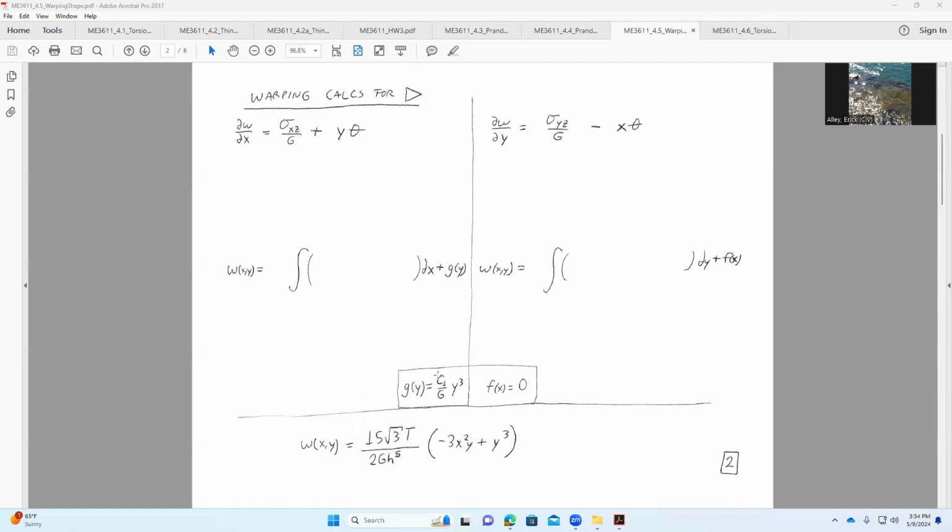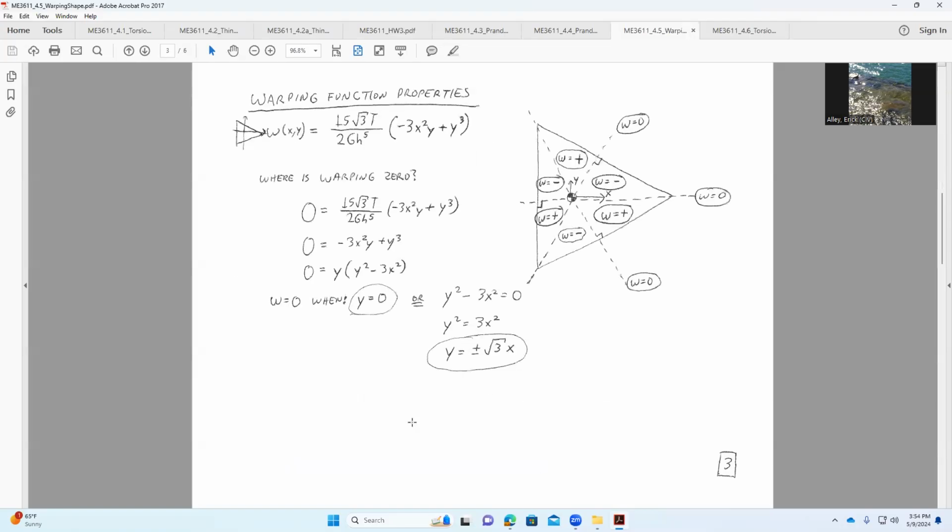Okay. So we've got our gy, no f of x, and here's our warping function. If we do some dotted lines across here, usually the interesting thing to think about is where the warping is going to be 0. So I'll do some dotted lines through the center that bisect the edges of the triangle. And along any of those dotted lines that hit one of the corners and go through the center, warping equals 0. That's just how that works out.